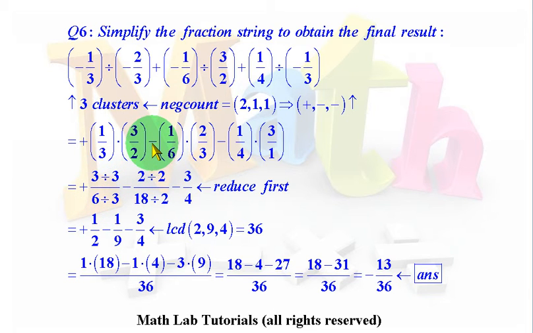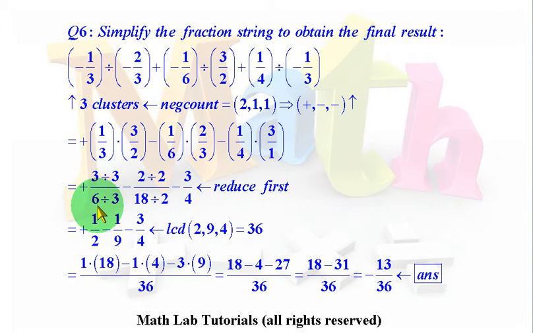And over here, this cluster is negative. Drop the negative sign down. Do a 1 dot 2, which is 2, and 6 dot 3, which is 18. This cluster is negative. Drop the negative sign down, and you do a 1 dot 3, which is 3, 4 dot 1, which is 4.